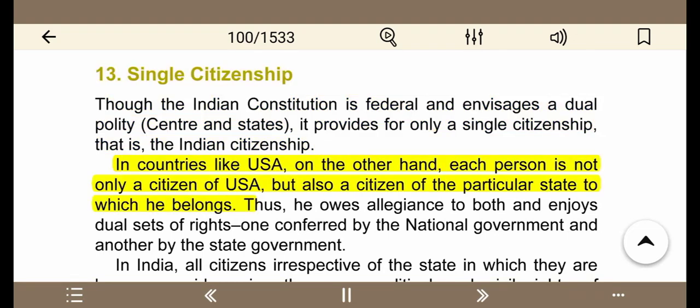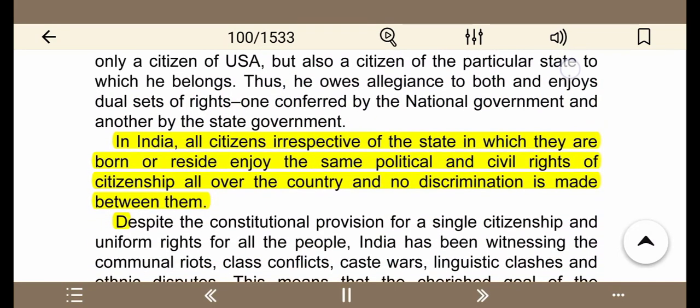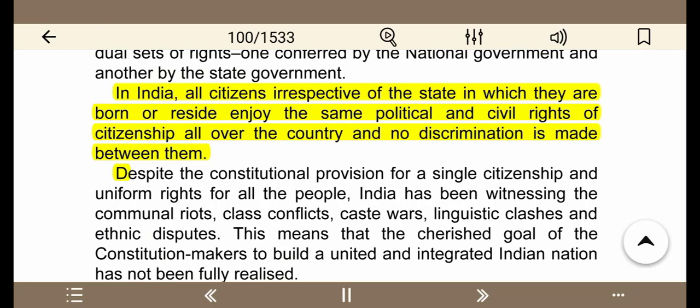In countries like USA, on the other hand, each person is not only a citizen of USA, but also a citizen of the particular state to which he belongs. Thus, he owes allegiance to both and enjoys dual sets of rights, one conferred by the national government and another by the state government. In India, all citizens, irrespective of the state in which they are born or reside, enjoy the same political and civil rights of citizenship all over the country, and no discrimination is made between them.